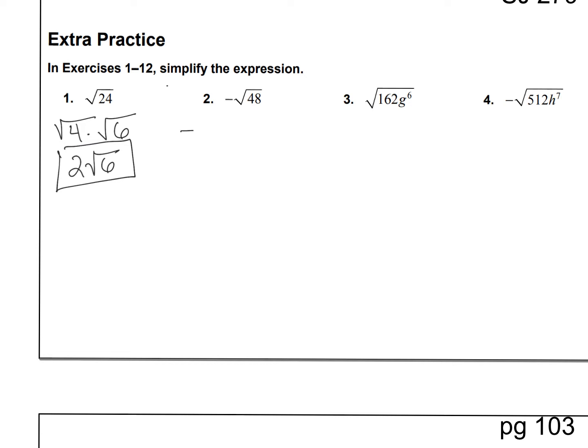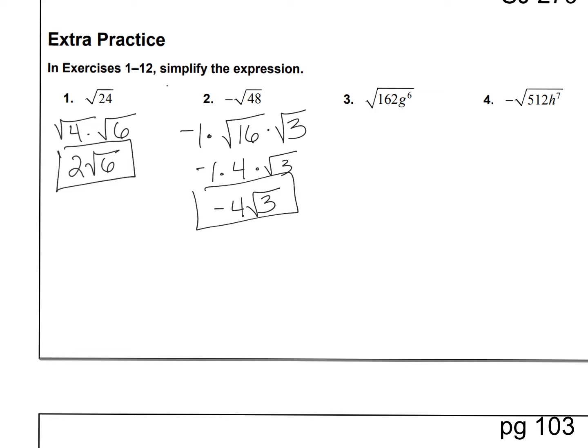For number 2, I'm going to multiply negative 1 times the perfect square that's in 48. 4 is in 48, 4 times 12. But 12 still has a perfect square. So hopefully you can see that 16 is the biggest perfect square for 48 times the square root of 3. This product is still equivalent to negative square root of 48. Next I'm going to take the square root of 16, and negative 1 times 4 is negative 4 times the square root of 3.